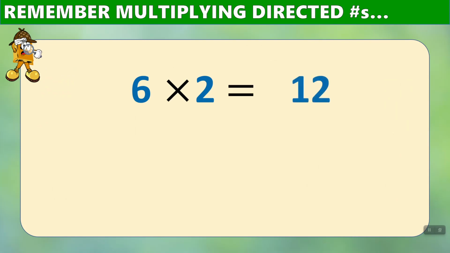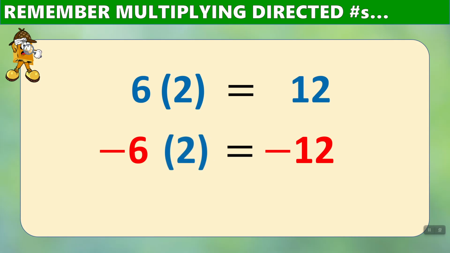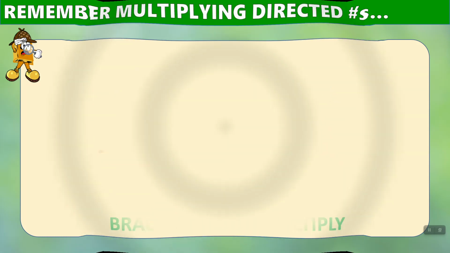And so let's look at 6 multiplied by 2. The answer is a positive 12. Positive 6 times positive 2 gives us positive 12. We could replace the multiplication by 2 with brackets and the 2 in the middle. So this also means 6 multiplied by 2 gives us 12. If we had minus 6 multiplied by 2, the answer is minus 12. We can also replace the multiplied by 2 here with the 2 in the brackets, and it means the same thing. Minus 6 multiplied by 2 gives us minus 12. The brackets simply mean multiply.